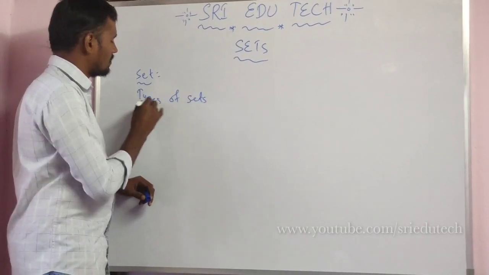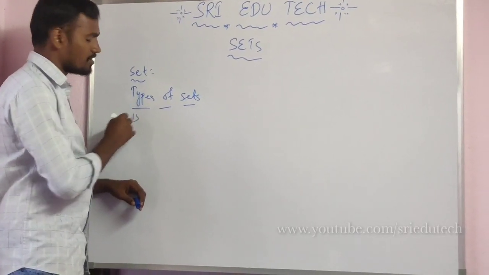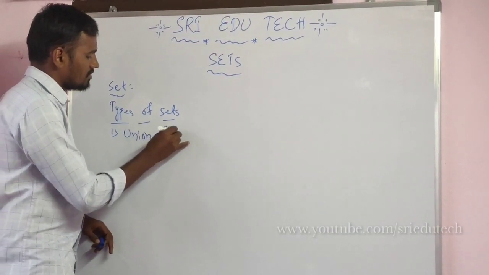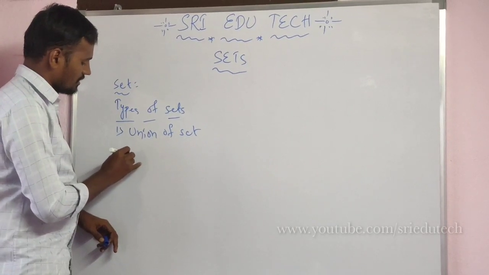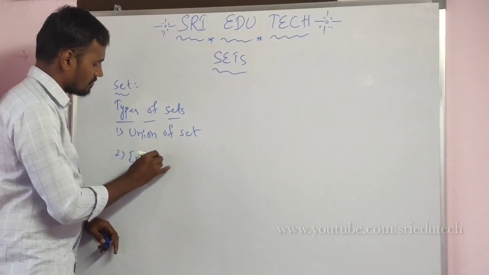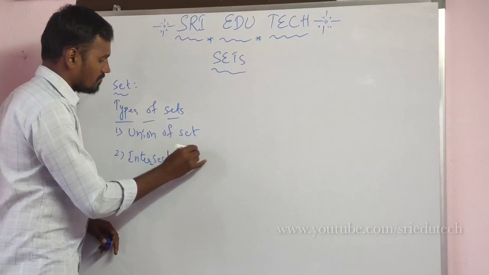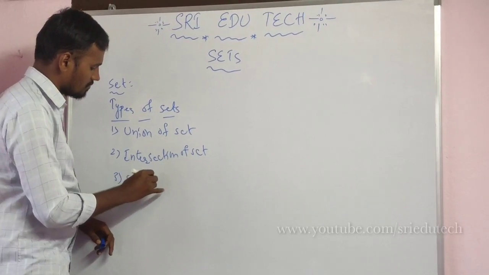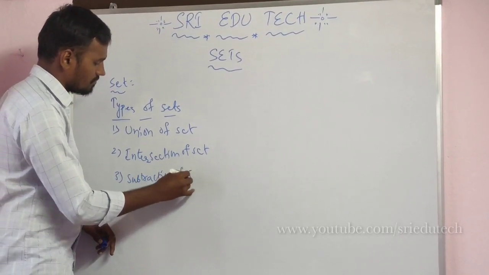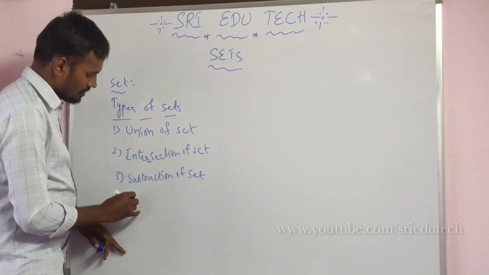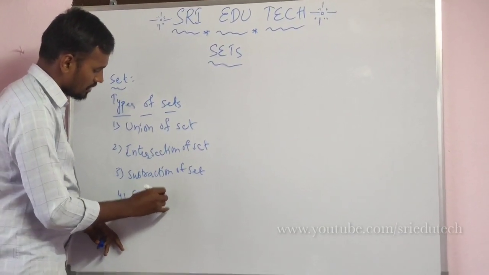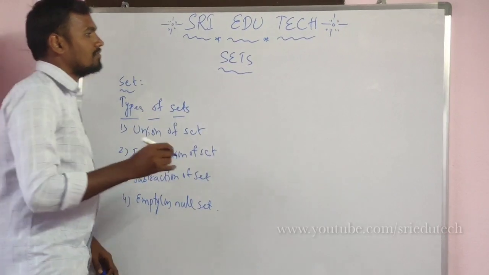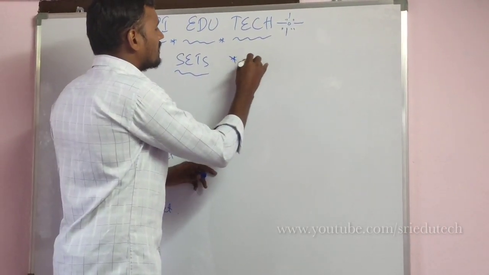Types of sets. In these types of sets you have mainly four types. One is union of sets. Number two, intersection of sets. Number three, subtraction of sets. Number four, empty set or null set. Now firstly we are going to discuss the union of sets.